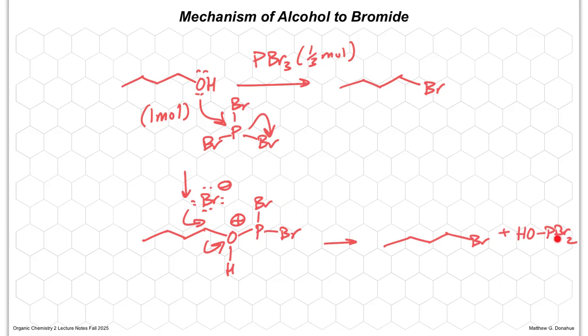That's why it can react with two more equivalents of your alcohol. And eventually it's going to produce, I'm going to cheap out here and draw it that way. So that'll be some form of a phosphoric acid.